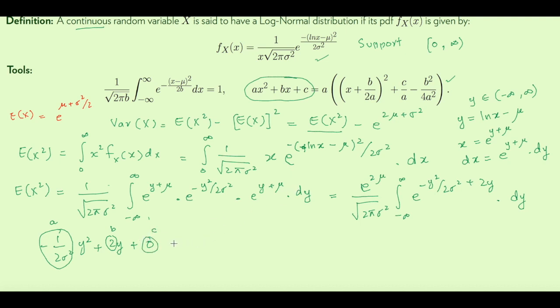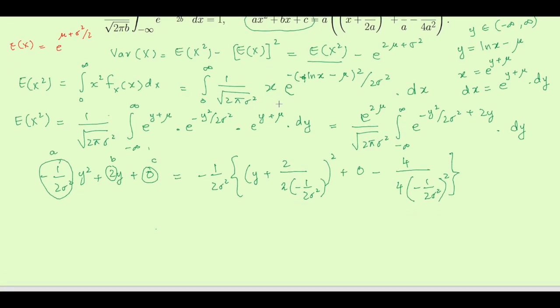Okay, so then this guy becomes minus 1 over 2 sigma squared, this is my A here. So then my first term is y plus B over 2A, which is 2 divided by 2 times negative 1 over 2 sigma squared, plus C over A, which is 0, minus B squared, which is 4, divided by 4A squared, so 4 times minus 1 over 2 sigma squared. Okay, now we have to simplify.